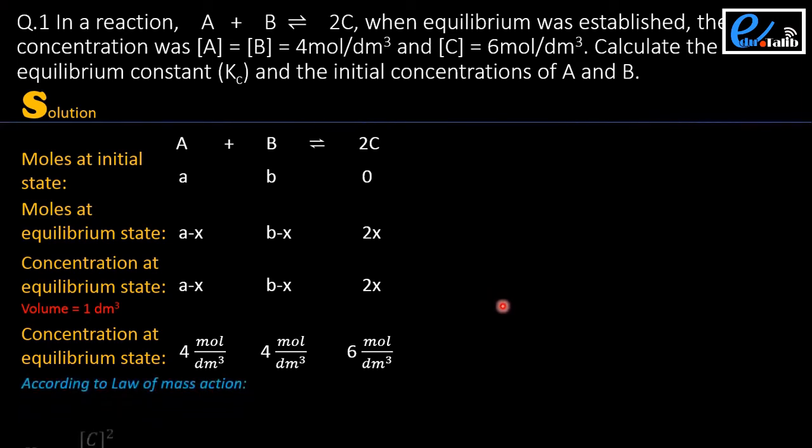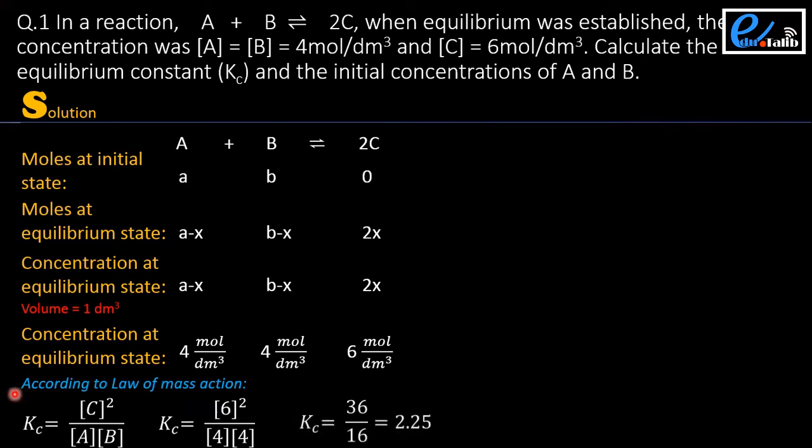By knowing all this information, we can now apply the law of mass action. According to the law of mass action, we can write the Kc expression like this, and we can put in the values. Concentration of C squared, 6 squared, over 4 times 4, and completely the Kc value is 2.25, having no units. This is what we have learned earlier. The Kc value has been calculated, and now the remaining part, the initial concentration of A and B, is to be calculated.